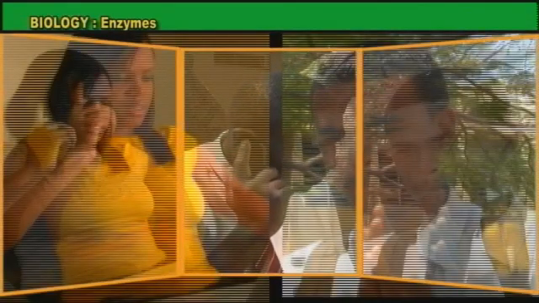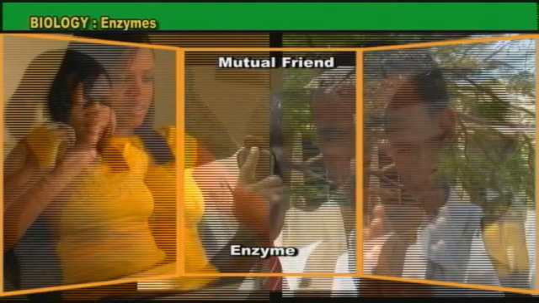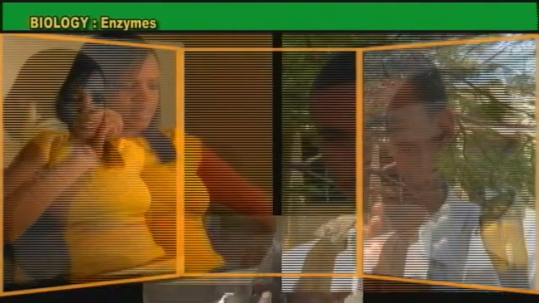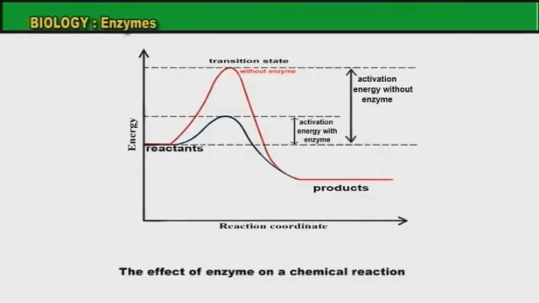In this analogy, the mutual friend is the enzyme. The friend enzyme lowers the barriers that normally prevented chemical reactions from occurring or slowed them down by decreasing the required activation energy. Thus, in the presence of enzymes, reactions proceed at a faster rate. Furthermore, the enzyme is not consumed or altered by the reaction. A graph can be used to show how enzymes reduce activation energy.